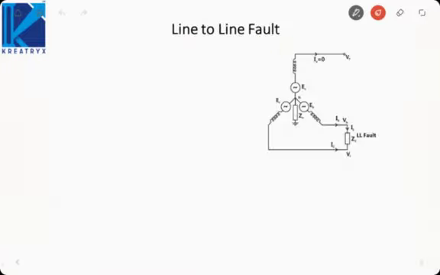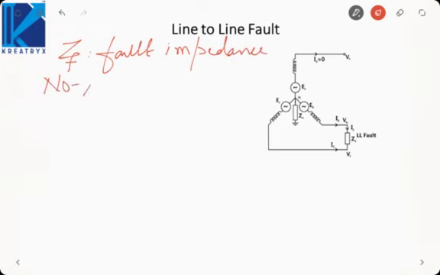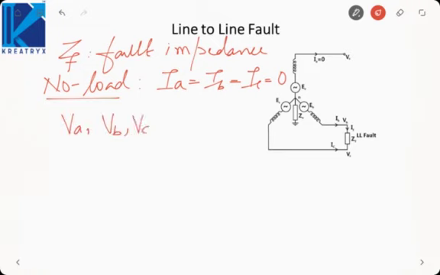The next fault that comes is the line to line fault. Here I have shorted the B and C phase with a fault impedance ZF, and the A phase is left as it is. Since we are considering no load condition prior to the fault, IA, IB and IC were 0 before the fault. Before the fault, the voltages would be equal to the EMFs, which are balanced.